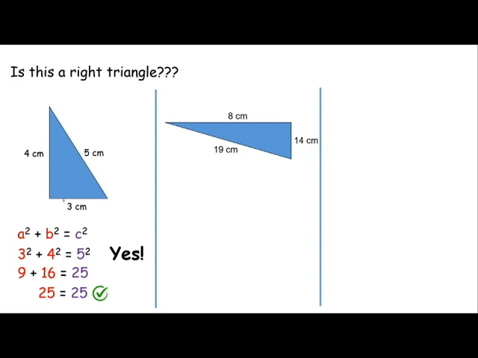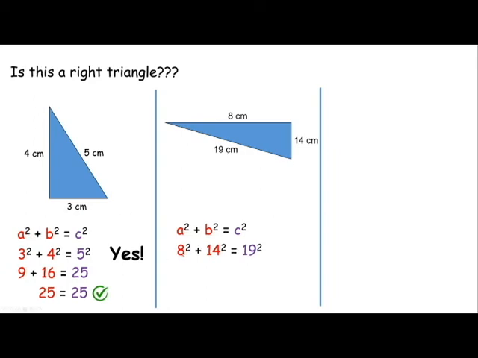I'm going to assume you've already done that, and I'm going to go ahead and work this one out. I have an 8 centimeter side, a 14 centimeter side, and a 19 centimeter side. Since 19 is the longest side, if this is a right triangle, that means this has to be the right angle, which makes 8 and 14 my legs, 19 my hypotenuse. So I'm just going to take my formula, plug in my values, and then work it out.